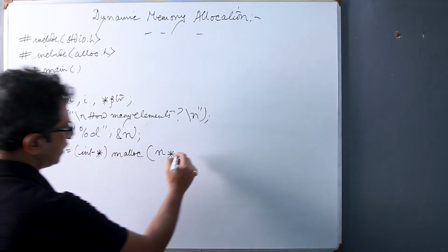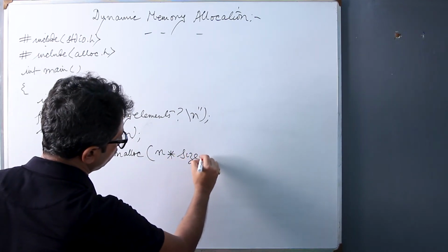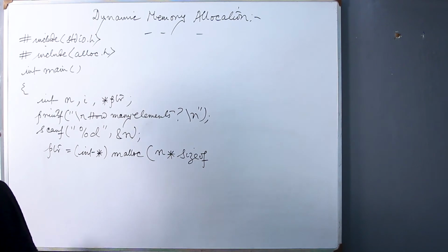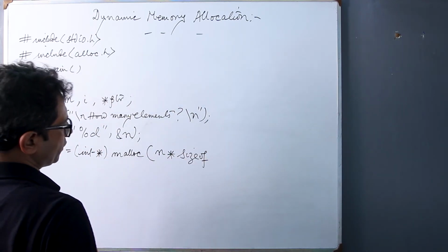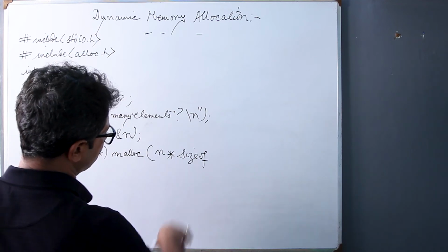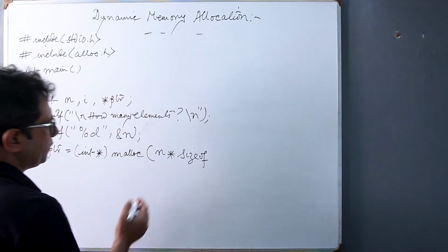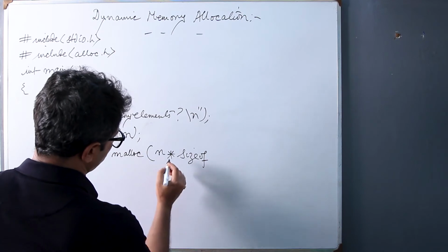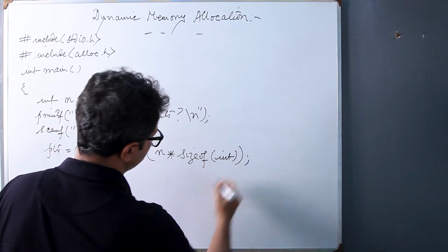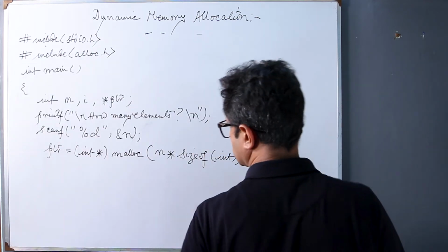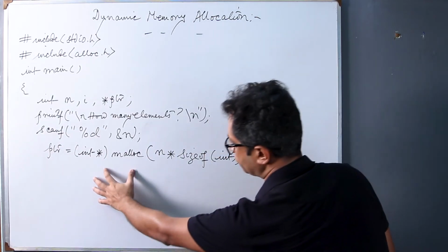The star means multiplied by. You have seen the sizeof operator in different programs. It returns the number of bytes of a particular data type or variable. So n * sizeof(int). This is the entire syntax of the malloc function.